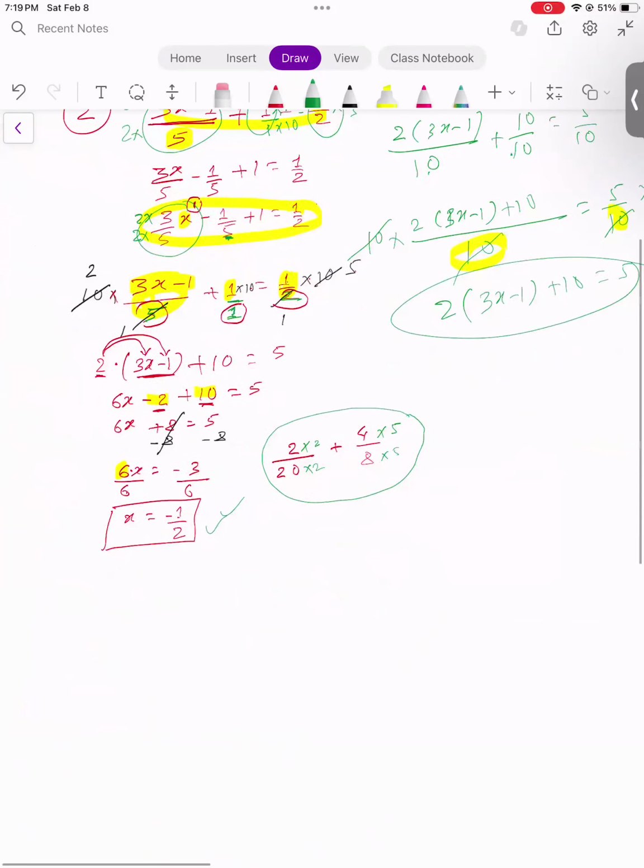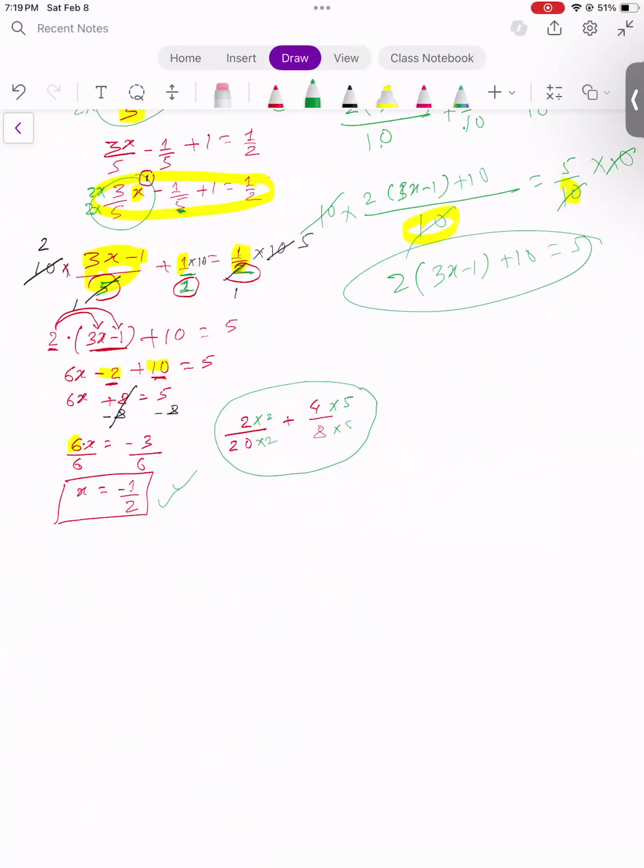Does anyone have any question with number 1 and 2? You will have very similar questions to 1 and 2. So there will be one linear equation and you will be asked to solve.